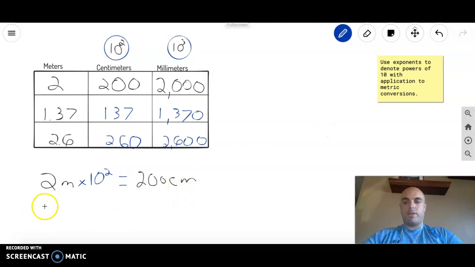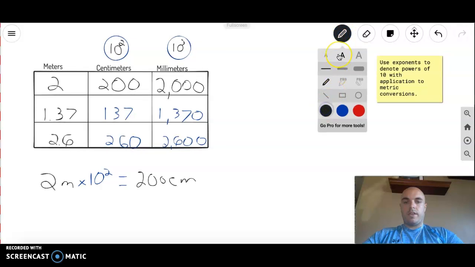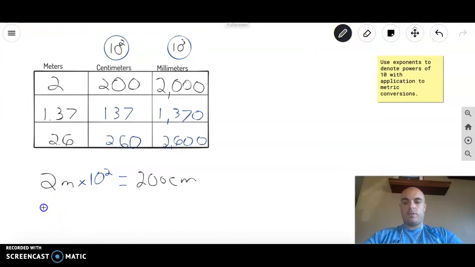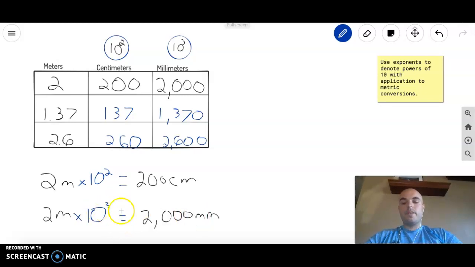And same thing, if I wanted to go from, let's say, 2 meters, and I want to find 2,000 millimeters, we're going to look at what I need to multiply. I'm going to have to multiply 2 meters times 10 to the third power, which gives me 2,000 millimeters. A good way to check this is again, there's 3 zeros here. I'd be multiplying it across.